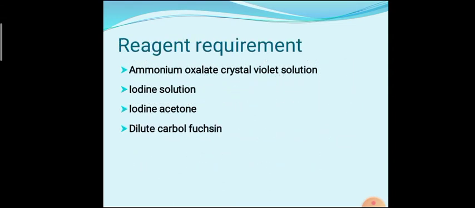Now, what are the reagents required for gram staining? Basically, there are four types of reagents used in gram staining. The reagents are ammonium oxalate crystal violet solution, iodine, acetone (dilute), and carbol fuchsin. These are the four reagents required for performing gram staining. Without these reagents, we cannot stain the slide, and we cannot get the proper shape and the proper color of the bacteria. So this is required for gram staining.